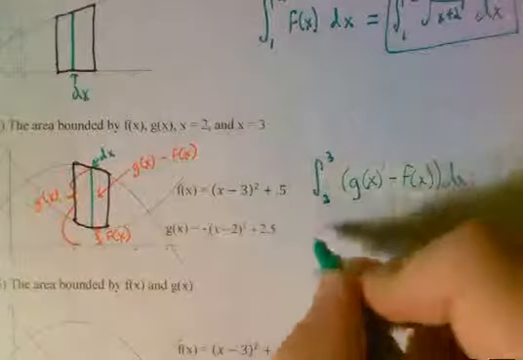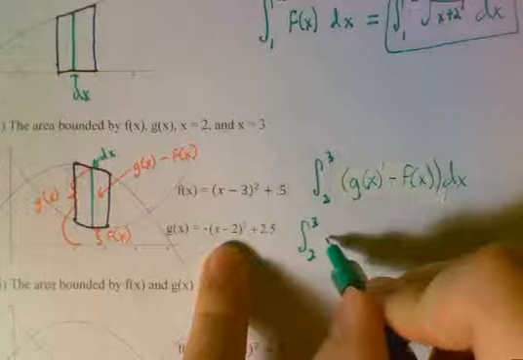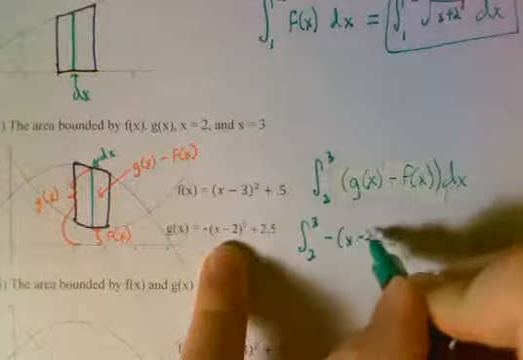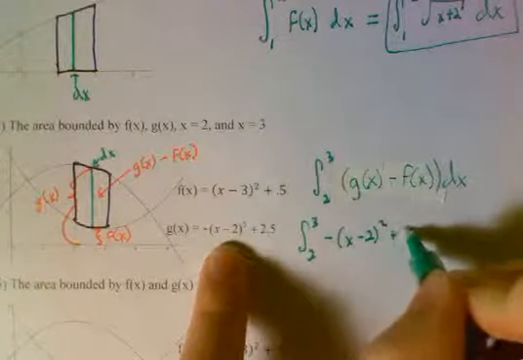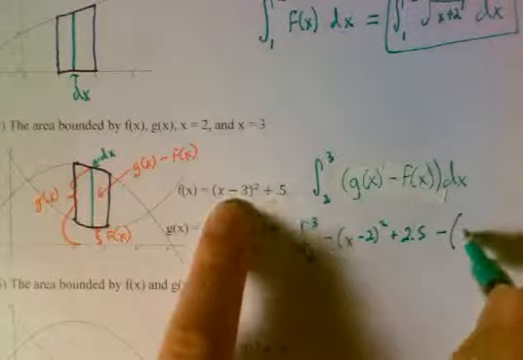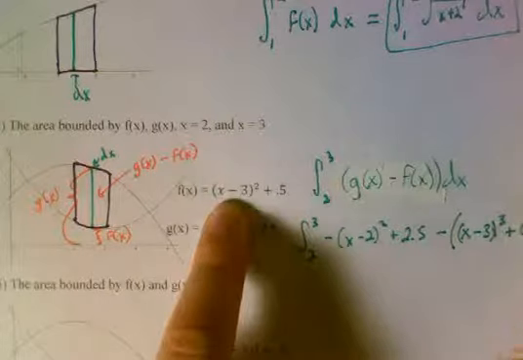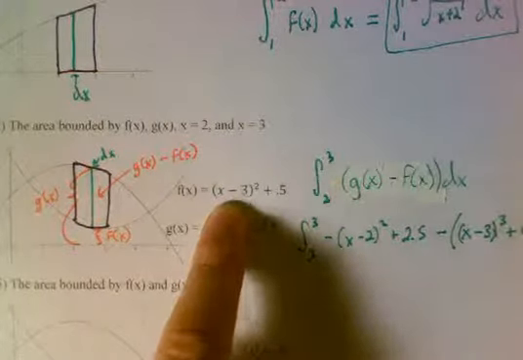Or, since we know what g of x is, we can write this as the integral from 2 to 3. So g of x is negative x minus 2 squared plus 2.5. And then subtract whatever f of x is, x minus 3 squared plus 0.5, dx.